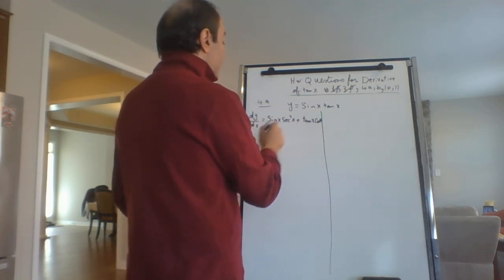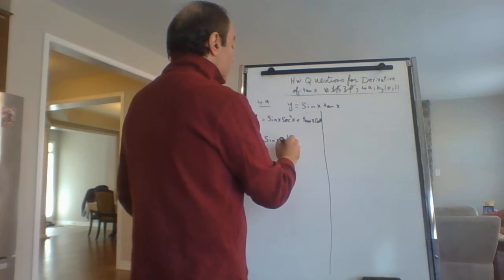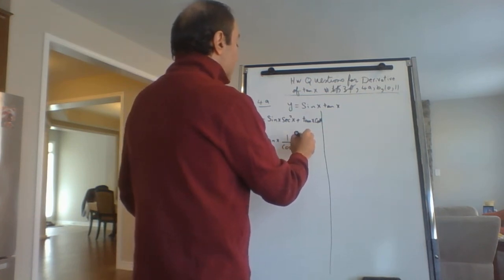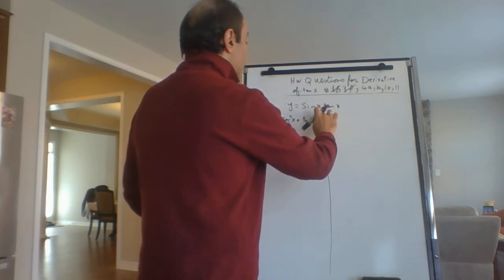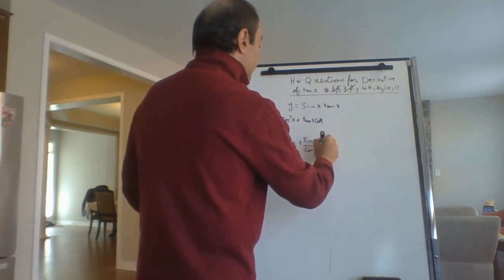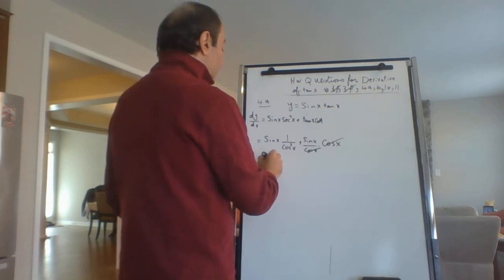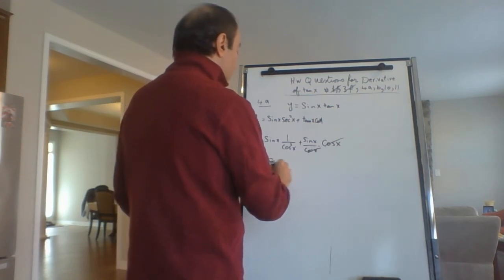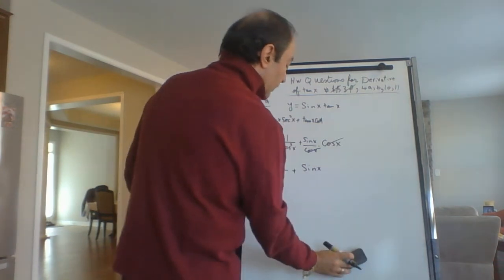Okay, I can simplify this and write it as sine x times 1 over cosine squared x plus sine x over cosine x times cosine x. So cosine x and cosine x cancel out, and this will be sine x over cosine squared x plus sine x. Then I will find the second derivative.